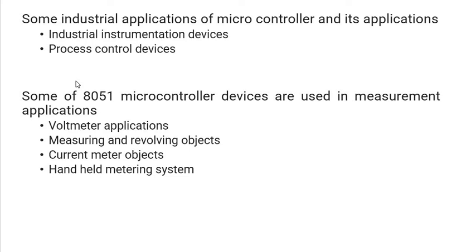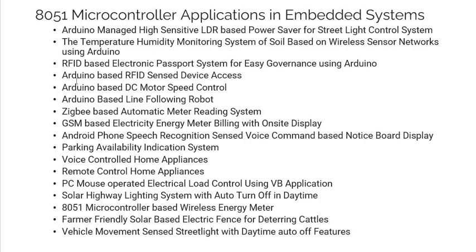We can use 8051 microcontroller for the measurement applications too, like voltmeter, ammeter, current devices, and handheld metering systems. And now let us see how different 8051 applications are in the embedded systems. Here I wrote all of them are Arduinos, but Arduino has an 8051. Arduino has an 8051 as the flash memory, so we can say that Arduino is also an application of the 8051.